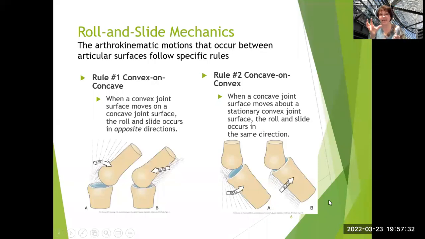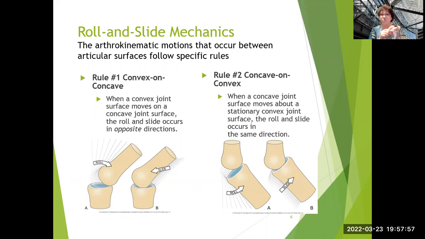So Claudia came up with a nice little way to remember this. For concave on convex, when you're in a cave, you want to stick together. So roll and slide happen in the same direction. And then the opposite. So that's Claudia's way for remembering it. You can come up with your own way, or you can memorize it however you're going to remember this. If you take a little joint surface and practice, that's a really good way to remember it.